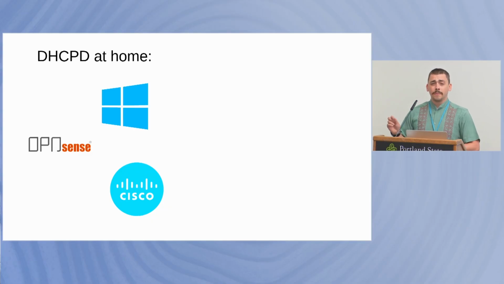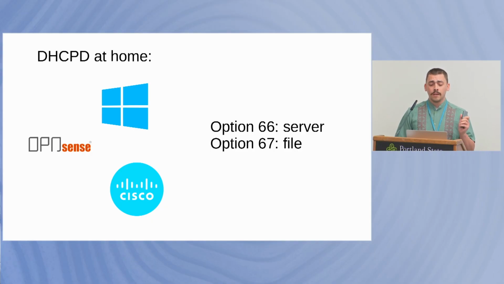But if you have something really esoteric and you need to get into the nitty-gritty weeds, you want to look at DHCP options 66 and 67 for the server and file respectively.